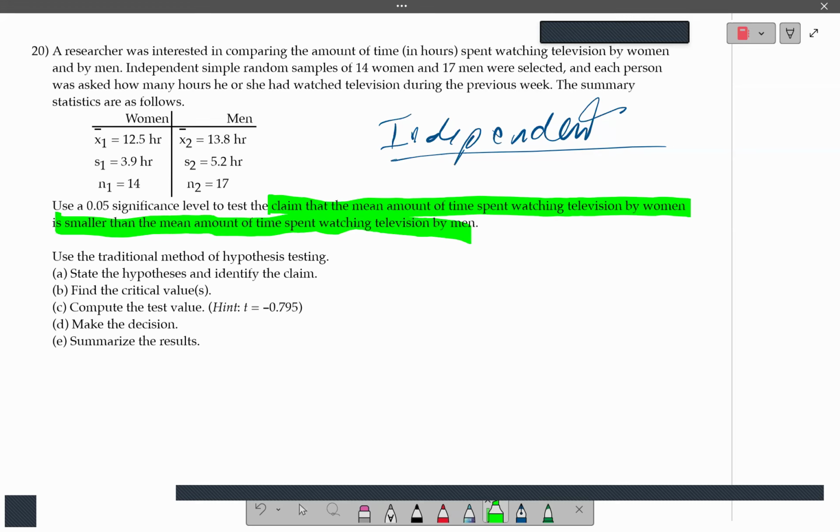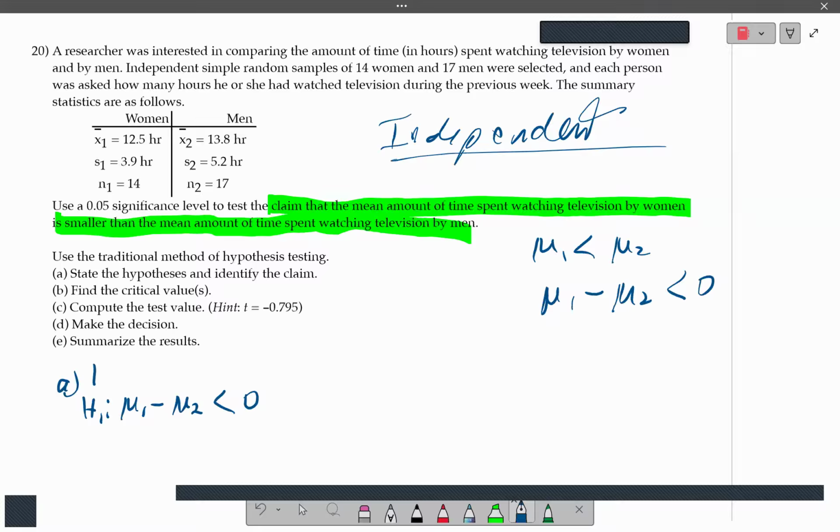In other words, what they are saying is that mu1 is less than mu2, right? However, the way that we did it before, we did it like this: mu1 minus mu2 less than 0. That's what you are looking for. So for A, whenever you state your hypothesis, it is mu1 minus mu2 less than 0. That's H1, of course. And H0 will be the same thing, mu1 minus mu2 equals 0.